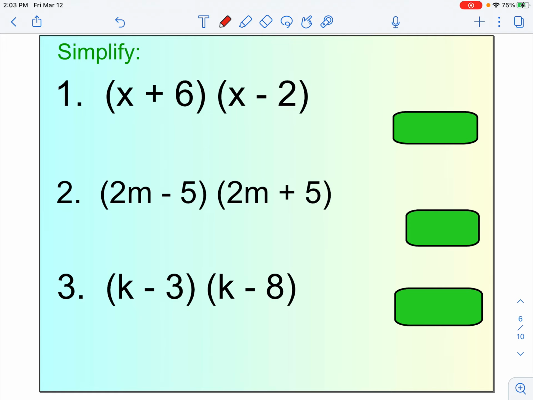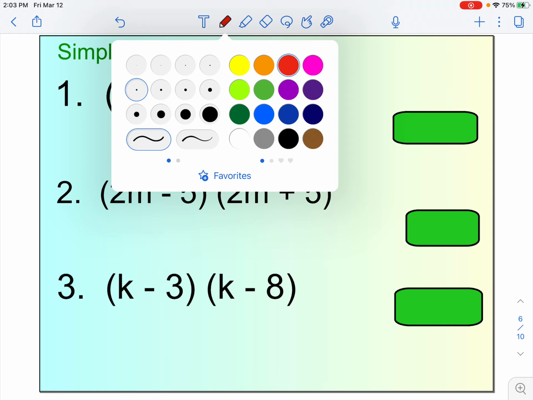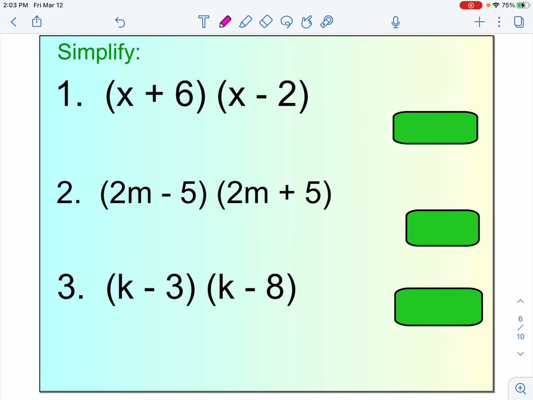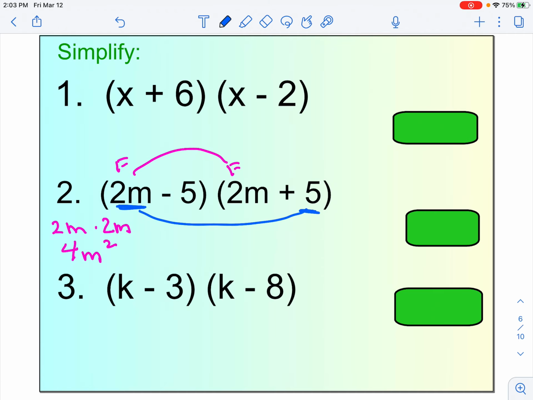So in question number 2, I'm going to actually use the FOIL method because I think a lot of students tend to like that. So this is the first term and the first term for FOIL, and when we multiply those together, we get 2m times 2m, which is going to give us 4m squared. And you don't need to write the 2m times 2m, but I think it helps us keep our work straight and not make as many mistakes when we're trying to keep that all in our head. So here's the outside and the outside term. So these are our O's, and that is going to be 2m times 5, which would give us 10m.